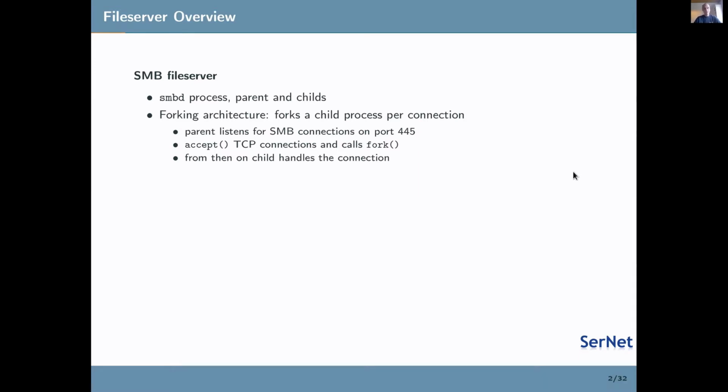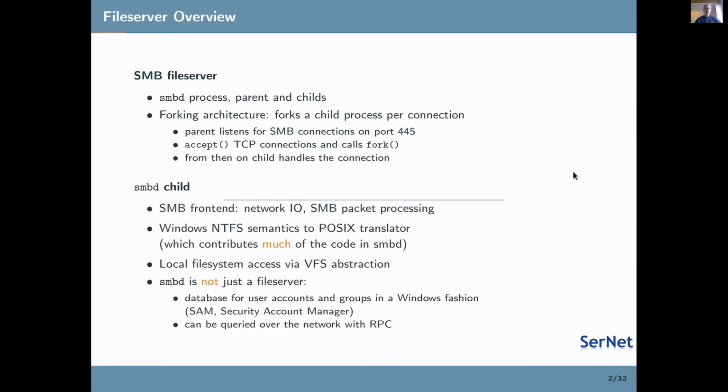Our SMB file server starts with processes. In SMB, the file server, you probably already ran across the SMBD process, and actually not only one, but depending on connections, a bunch of them. So there's a parent SMBD process which creates child processes. We have a forking architecture. The parent SMBD process sits there listening for SMB connections on port 445. When a client comes in, the parent accepts the TCP connection and calls the fork syscall, which creates the child process. From then on, the child handles the connection and the parent just moves on, again accepting new connections in case any additional connection comes in. So the real magic happens in the child.